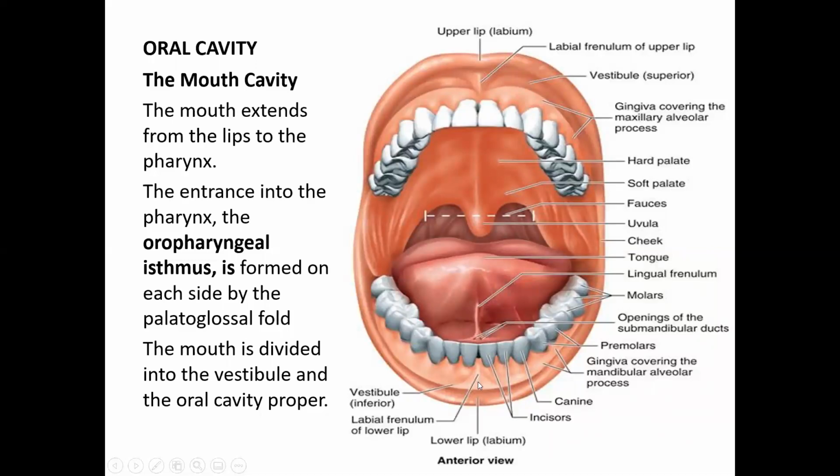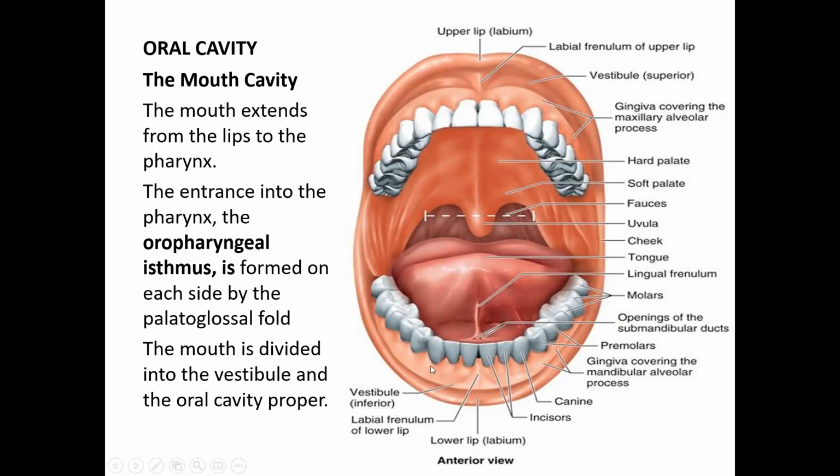And this oral vestibule, the upper oral vestibule, is attached to the mucous membrane of the hard palate by means of the labial frenulum of the upper lip, and it is bounded with the lower lip by means of the inferior labial frenulum of the lower lip. So this is the vestibule. It is a slit-like space, or you can say it is a horseshoe-shaped space.